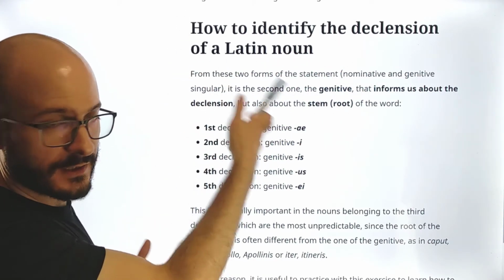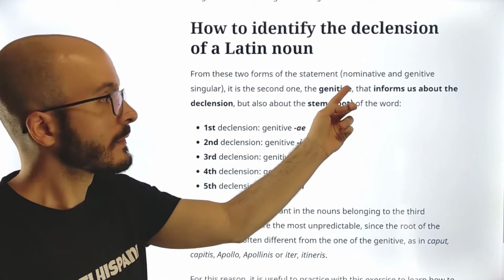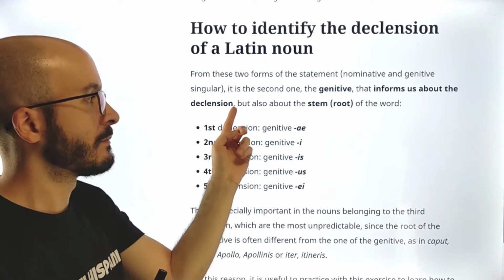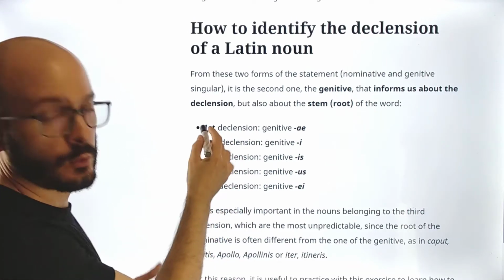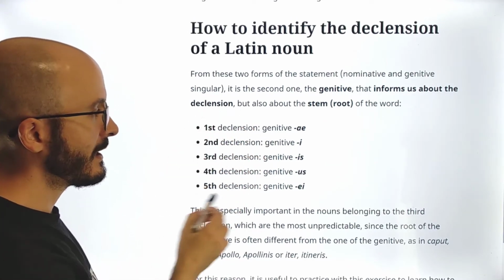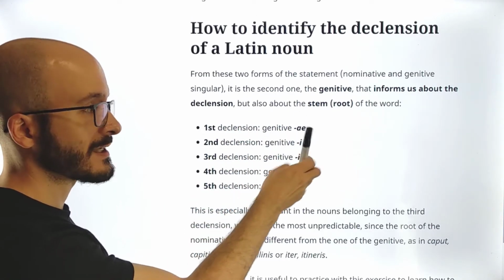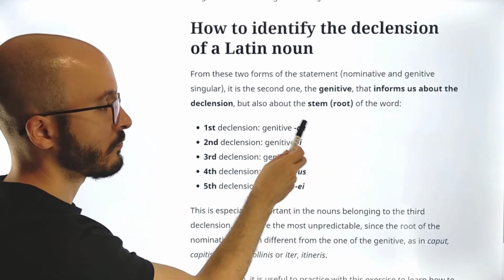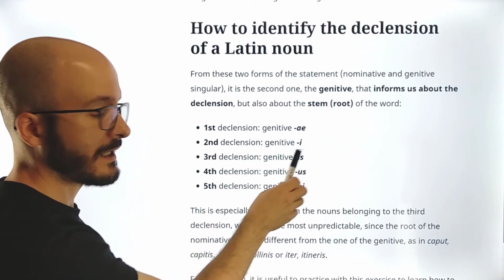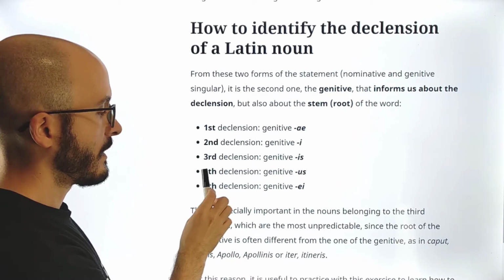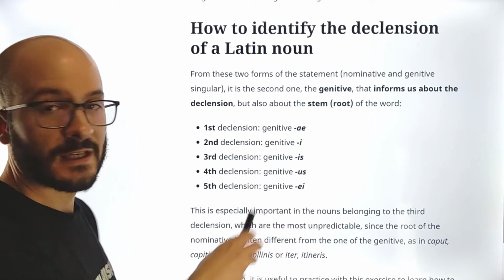From these 2 forms, the statement, nominative and genitive singular, it is the second one, the genitive, that informs us about the declension, but also about the stem, the root of the word. So here we know that we have 5 declensions in Latin, and we recognize that a noun is from the first declension because the second form of the statement, the genitive, ends in ae. The second in i, the genitive of the third is in is, remember, homo, hominis. In the fourth declension, the genitive ends in us, and in the fifth declension, the genitive is in ei.